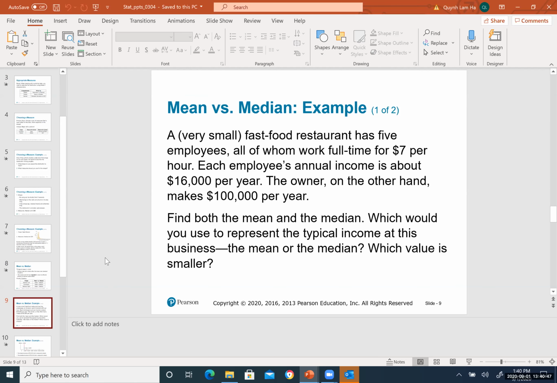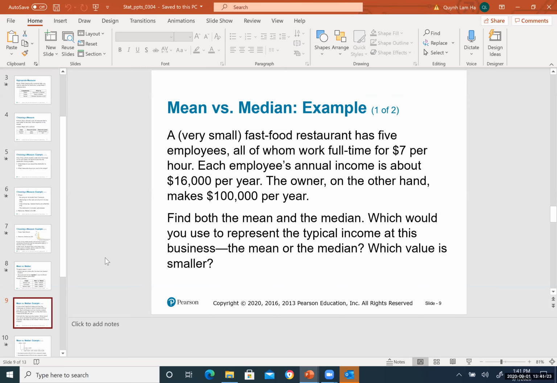So look at this example. They're talking about a fast food restaurant that has 5 employees and 1 full-time owner. You look at the income they make. Most of the employees can make only 16,000 per year, if it is like $7 per hour. And the owner will make about 100,000 per year. If you jot down the data, you can see that this will be skewed again, right?